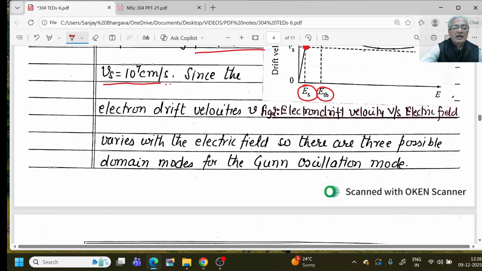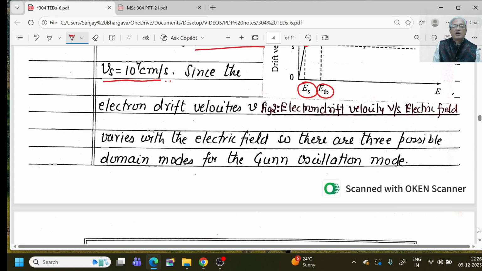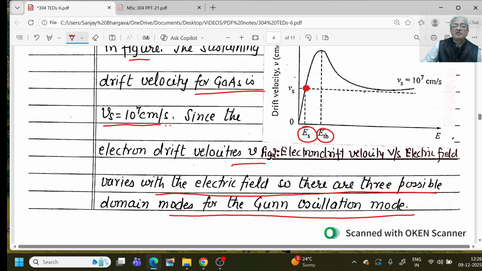Since the electron drift velocity V varies with the electric field, there are three possible domain modes for the Gunn oscillation mode. Now what does this show? The drift velocity is changing with respect to the electric field. On this axis you are plotting electric field, and on this axis you are plotting drift velocity, and we find drift velocity changes with respect to the electric field. So this generates three modes of oscillation.